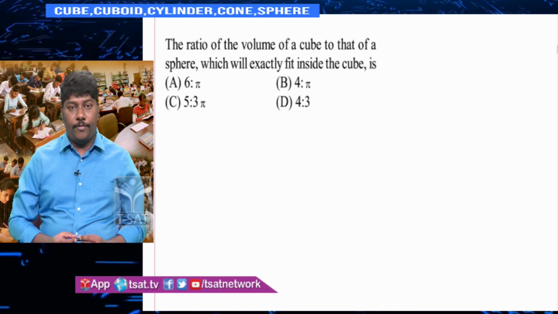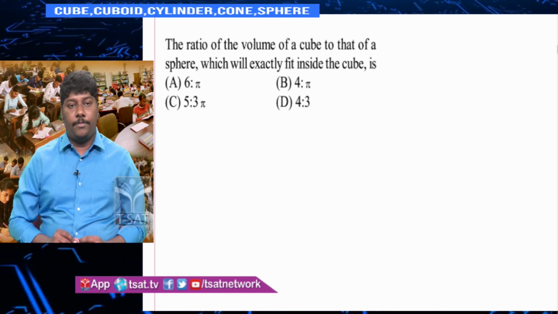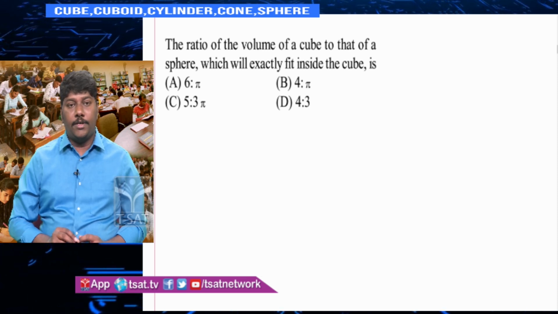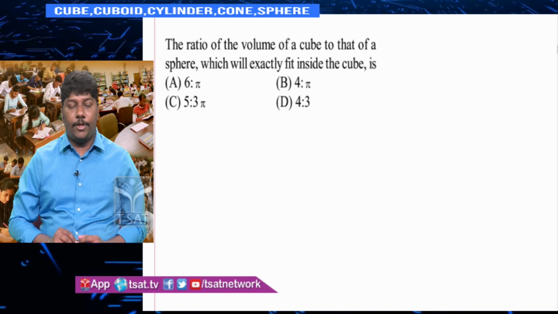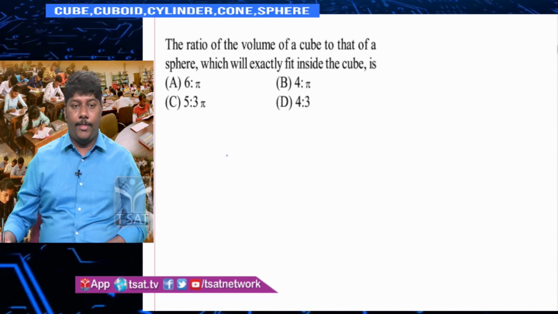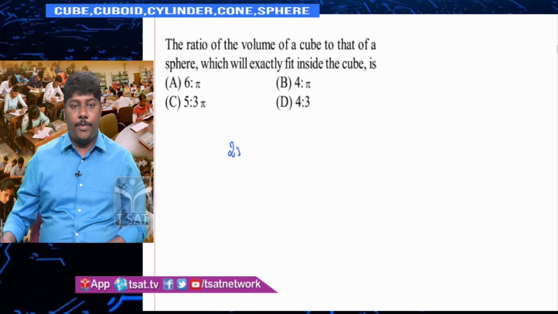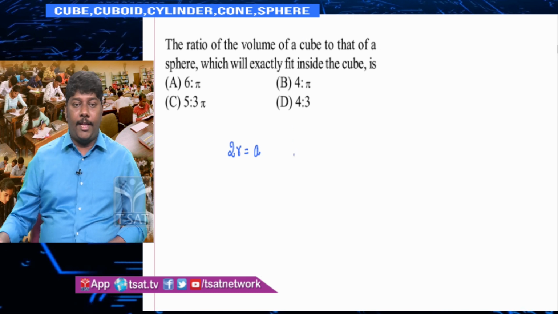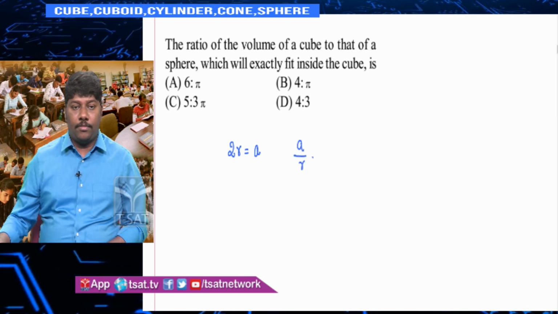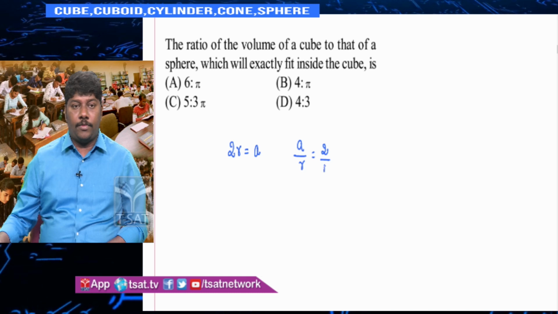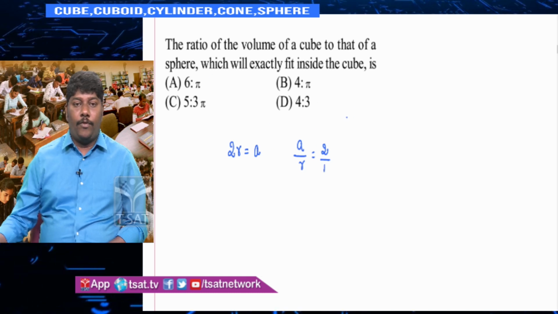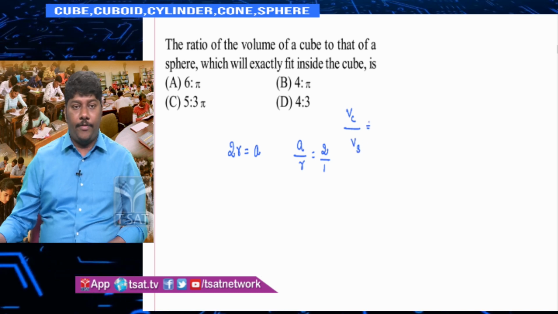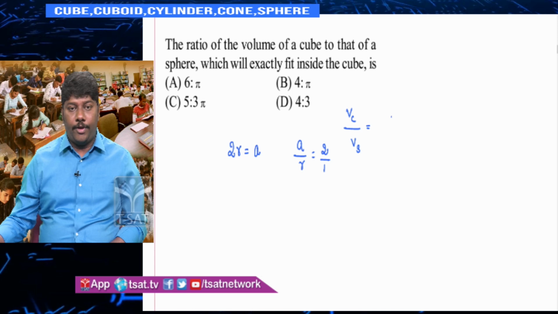Look at the next one. The ratio of the volume of the cube to that of sphere which will exactly fit inside the cube is. If a sphere exactly fits inside the cube, we already know the relation between them. We know that the diameter of the sphere is equals to the edge of the cube. Now first cube, then sphere, then A by R is equals to 2 by 1. We want their volumes ratio, volume of cube by volume of sphere. Therefore, volume of a cube is A cube.